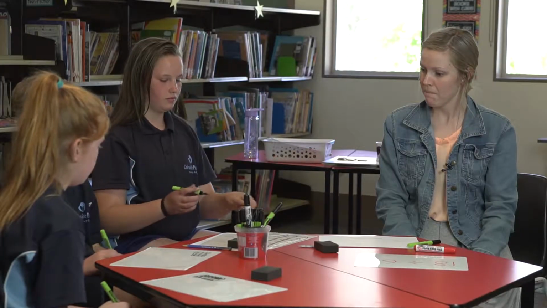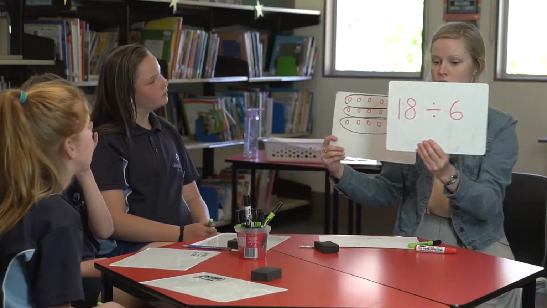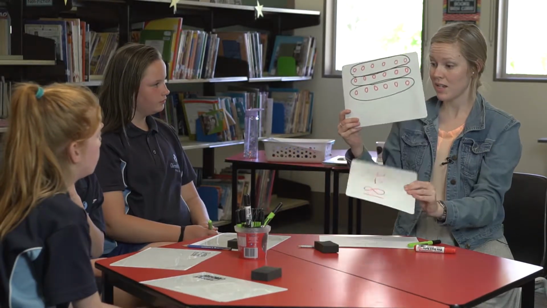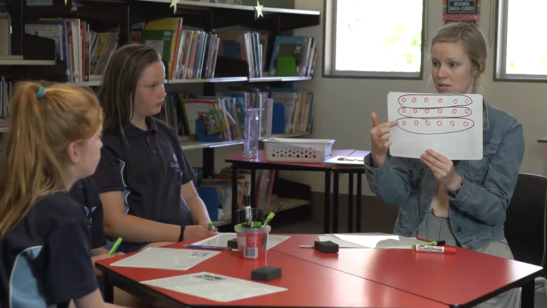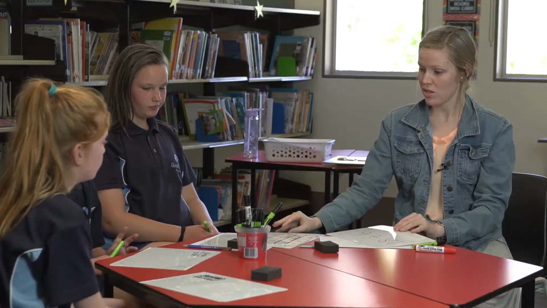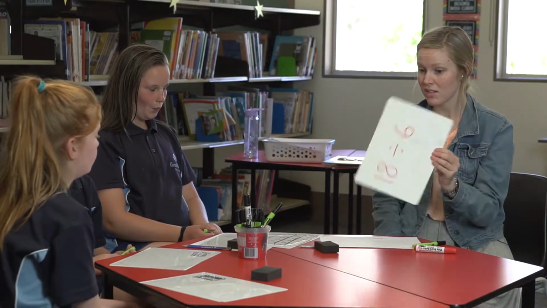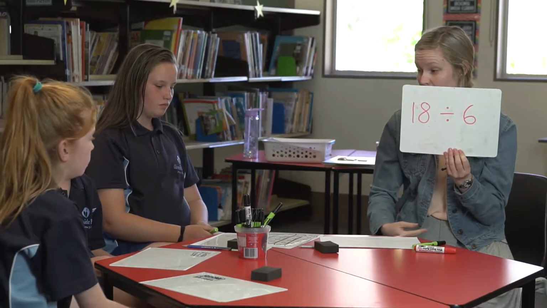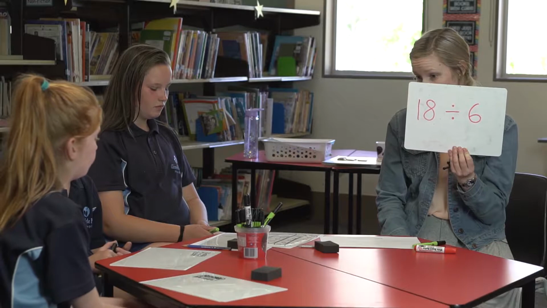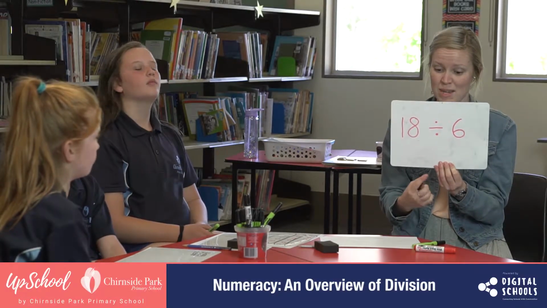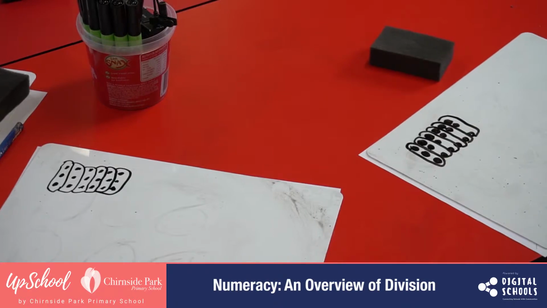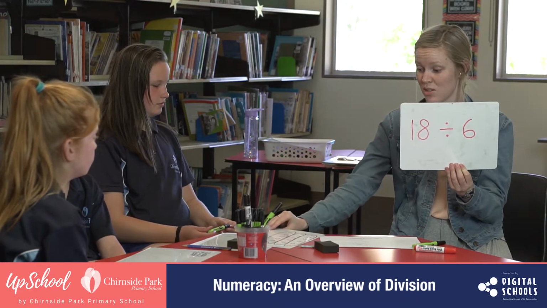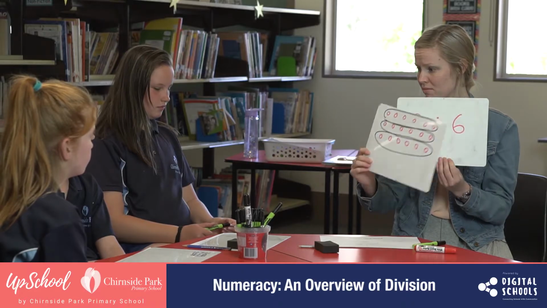What answer did you two get? 3. What answer did Poppy get? 3. Poppy's answered the question 18 how many 6s, and how many 6s did she circle? 3. You guys answered the question 18 split between 6. But your answer was still 3, yeah. Division can be really tricky because it can mean both how many or split between, especially when you're doing worded problems. So that's why arrays are really good, because it shows both ways that you can do it. Nice work, you guys.